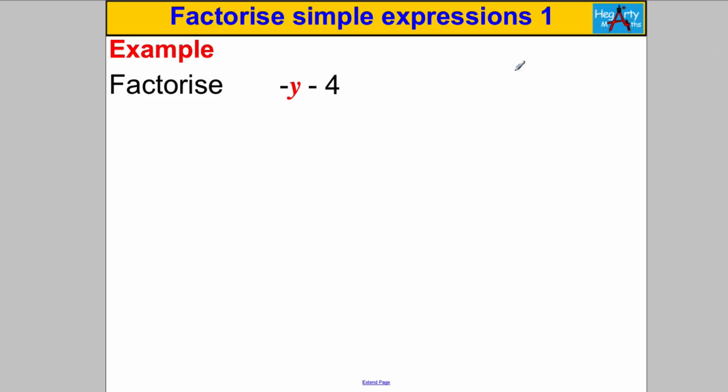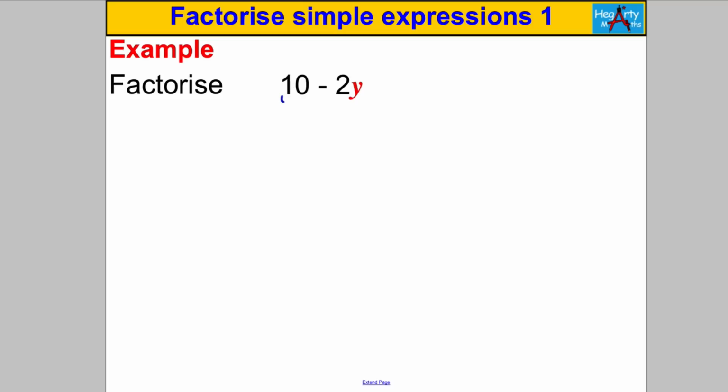Right, pause the video, have a go at that one. Well, really, there's a negative 1 there, isn't there? So when we're factorizing out, the only thing that divides into negative 1 and negative 4 is negative 1. Open up your bracket. Negative 1 times what gives me negative y? Well, that would be positive y, wouldn't it? Negative 1 times what gives me negative 4? Positive 4. And hopefully you're shouting at the screen and saying, we don't write negative 1, we just write that as negative y add 4. Okay? And last one for you, pause the video, have a go.